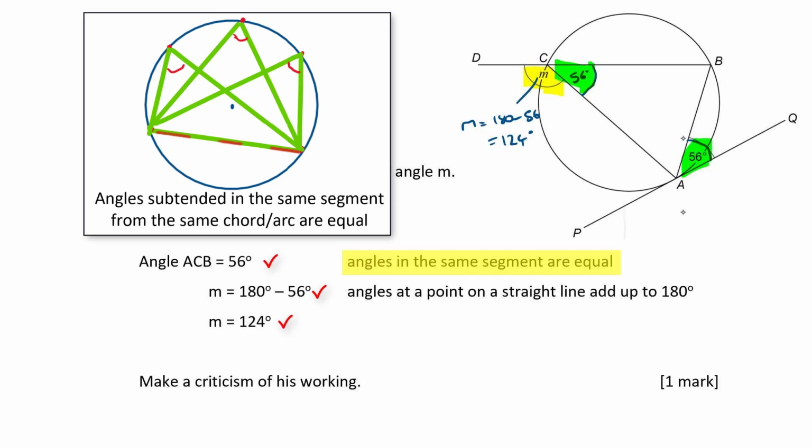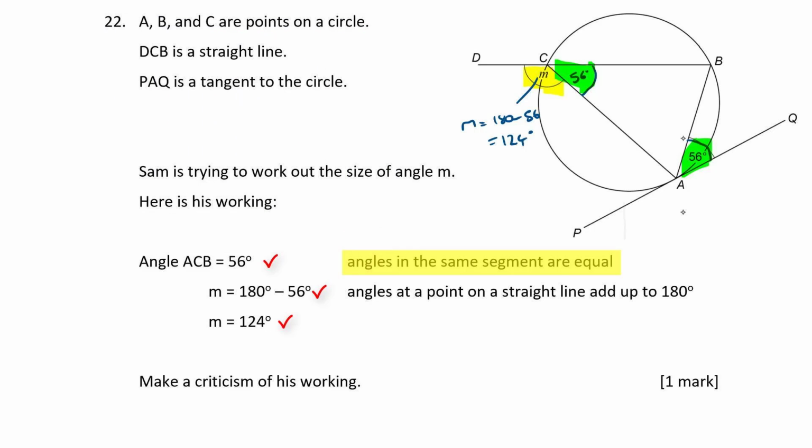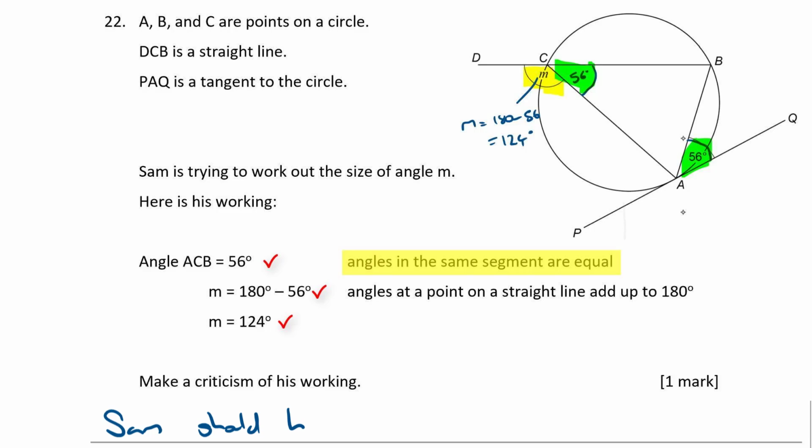Angles in the same segment is this rule where you've got two angles drawn off the same chord. That is angles in the same segment being equal. That is not the rule we've got here. So my criticism is, so what's his name? Sam. Sam should have used the alternate segment theorem, which he didn't do.